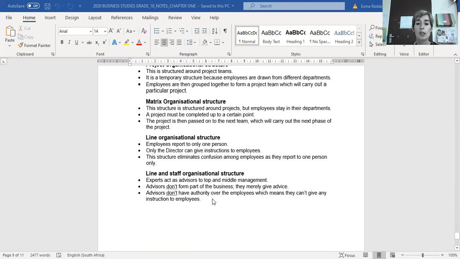Line and staff organizational structure. Experts act as advisors to top management, so you will get experts in to advise you. Advisors don't form part of the business, they merely give advice. Advisors don't have authority over the employees, which means they can't give any instruction to the employee.